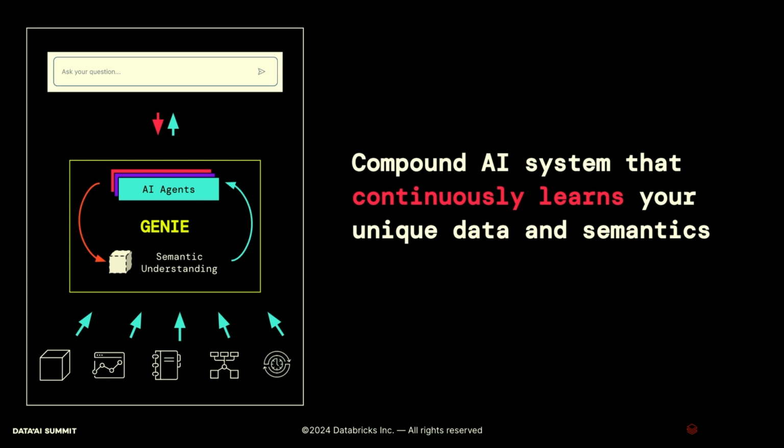Genie is powered by Databricks IQ, and we think of it as a compound AI system. I'm not going to explain what compound AI systems and agentic workflows are. There's a ton of talks at this summit about that. But essentially, we don't just use one LLM to power Genie.